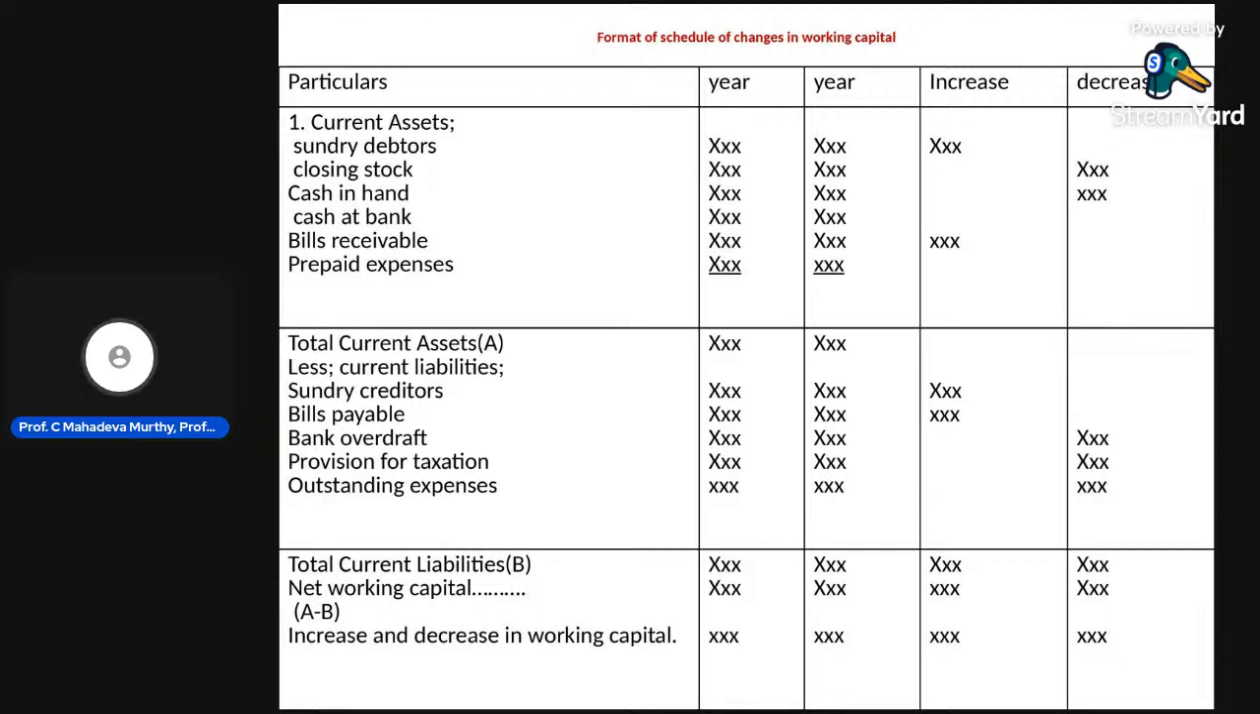Here, what are the current assets? In general, current assets are sundry debtors, closing stock, cash in hand, cash at bank, bills receivable, and prepaid expenses. These are all the probable items coming under current assets. Then the total of current assets, then less current liabilities. Current liabilities may be sundry creditors, bills payable, bank overdraft, provision for taxation, and outstanding expenses. These are the probable items. One is current assets, another is current liabilities. Then total the current assets.